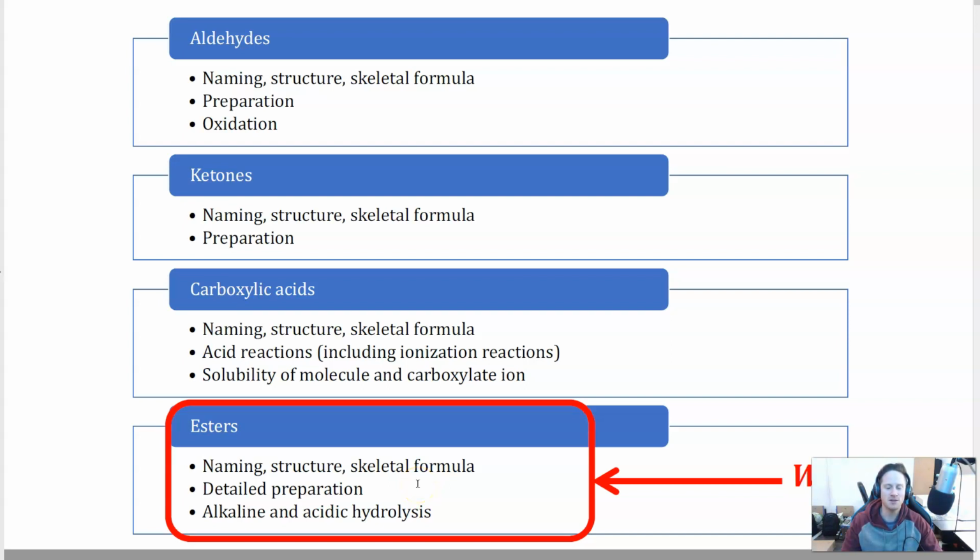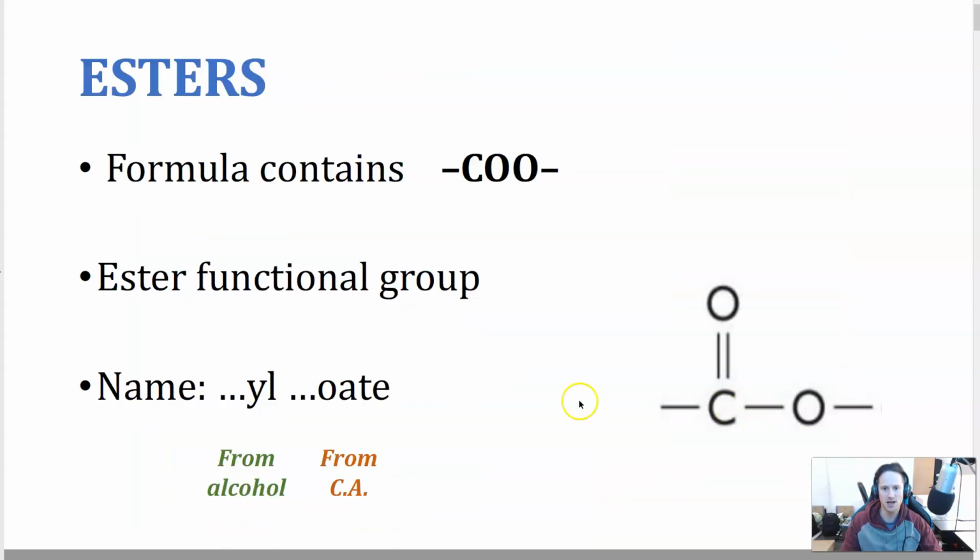A detailed method of preparation, and I'm going to refer you to another video to watch an actual experiment in action. And we're going to be looking at some reactions with esters, including alkaline and acidic hydrolysis reactions.